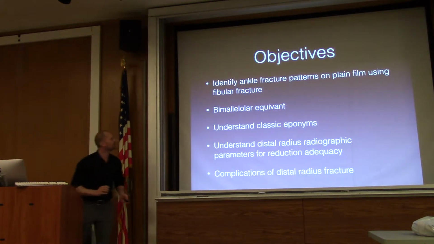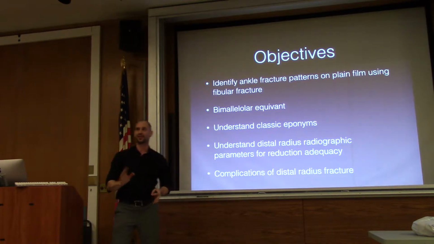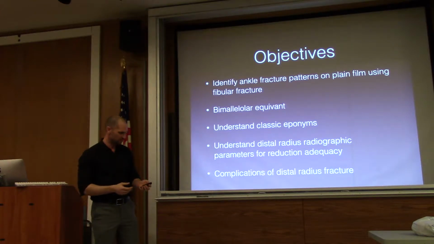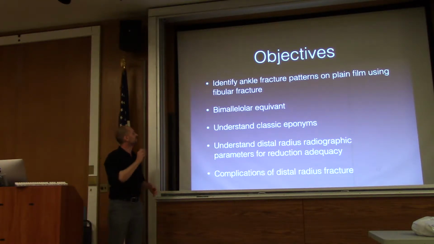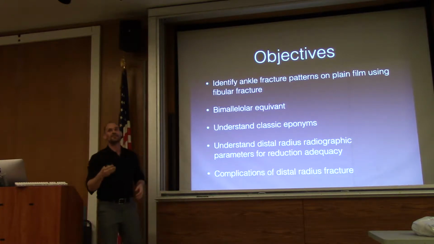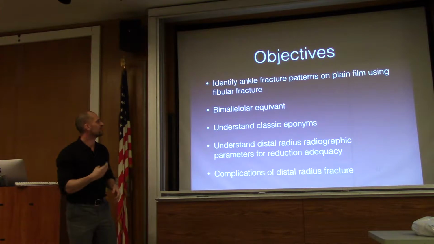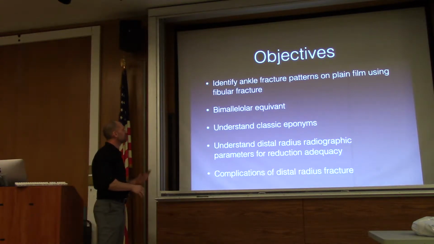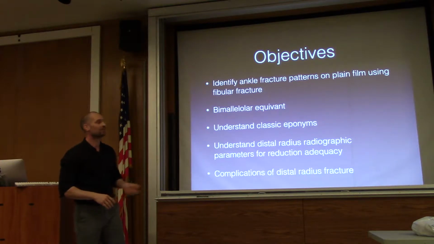So basically, I wanted to go through a couple things. Like I said, we're going to go through ankle fractures and distal radius fractures. I don't have a lot of time, so we're probably going to be a little quick with this. I want to go through some of the classic ankle fracture patterns so you can identify them based on your fibular components. I want to introduce you to the terminology of the bimalleolar equivalent. Obviously, I spelled that wrong.